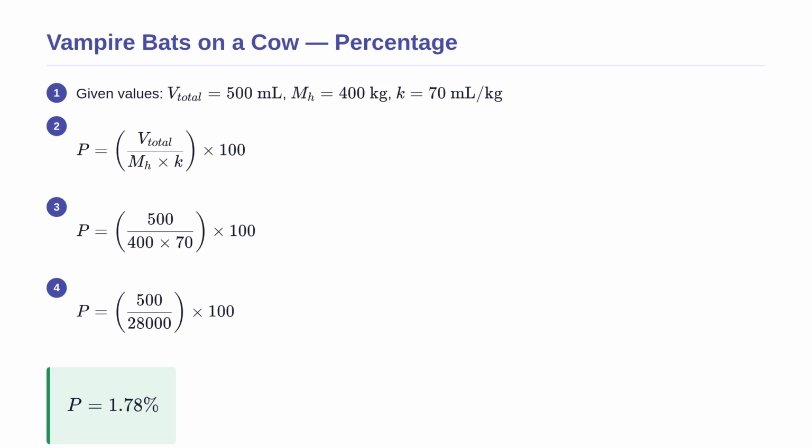In the denominator, we multiply the 400 kilogram mass by the constant 70, which gives a total blood volume of 28,000 milliliters. Dividing 500 by 28,000 and multiplying by 100 gives us exactly 1.78%. Physically, this means the cow lost less than 2% of its blood. It will easily survive and regenerate the lost blood without severe health issues.